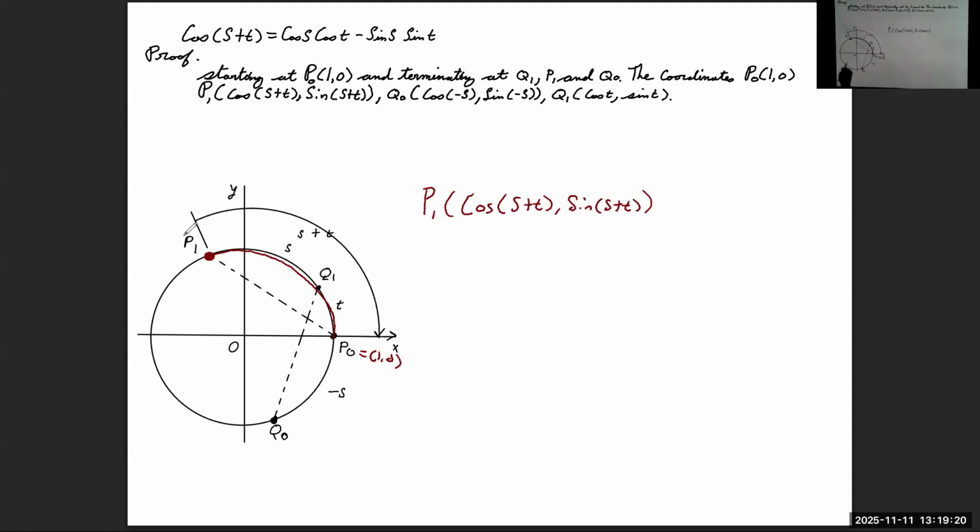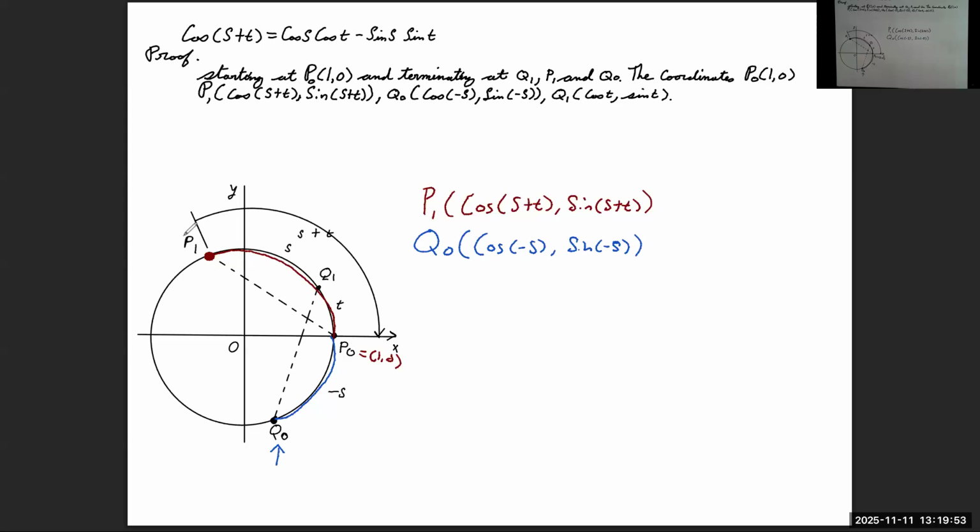They're saying that Q naught would be cosine minus S, sine minus S. That's not a 5, that's an S. Okay? Again, this is the only one I have to do it like this, but this sets up the rest of the week. Okay, so that's who Q naught is, right? It's going this way, negative S.